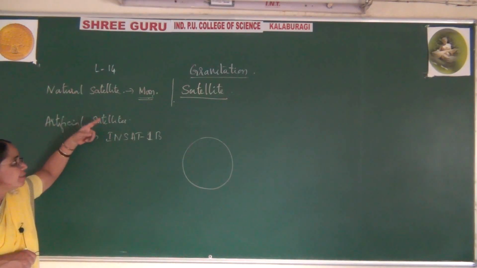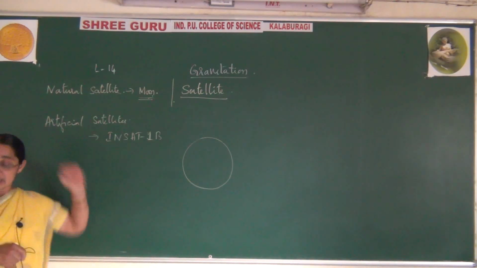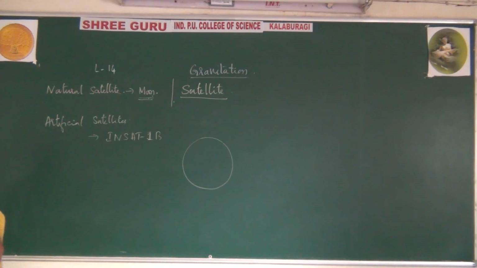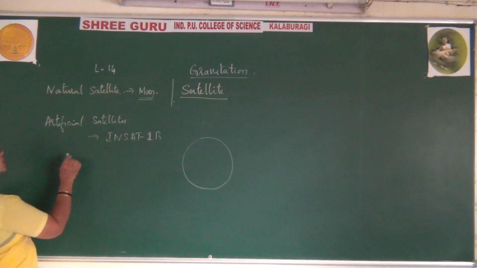Natural satellite you can give, that is the Moon. But in early days, in the year 1975, they launched one satellite. Before that, we have one more, the Russians launched a satellite called Sputnik 1.